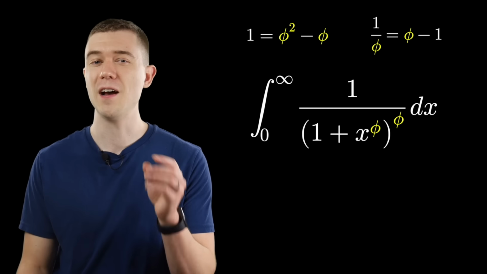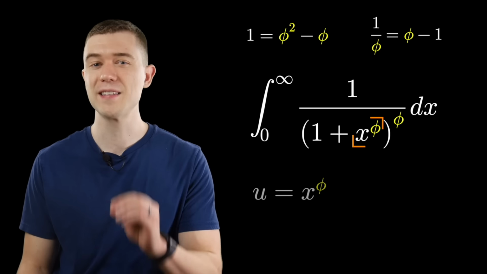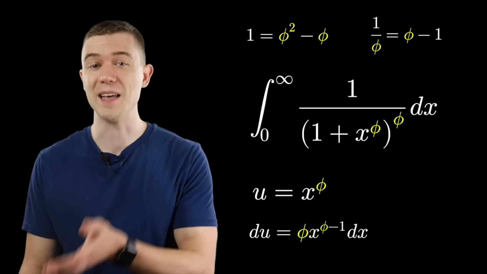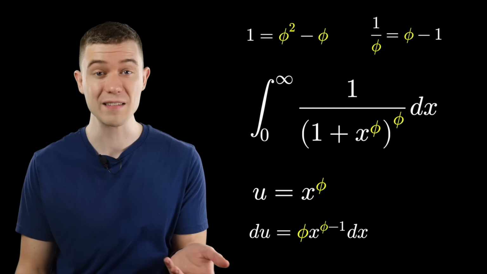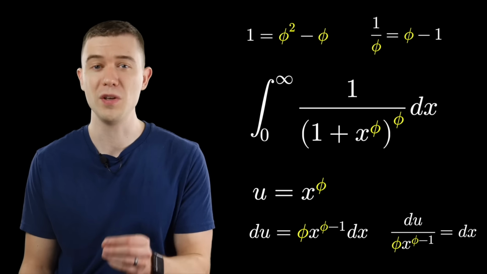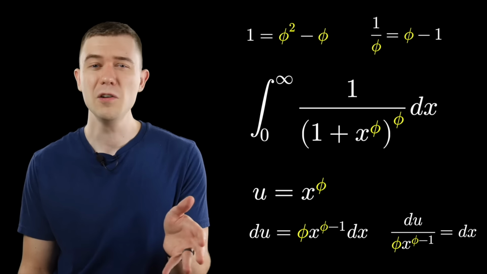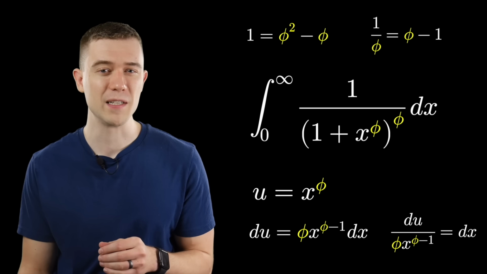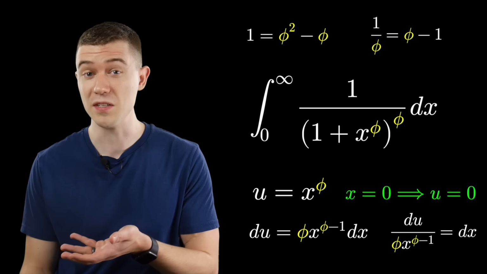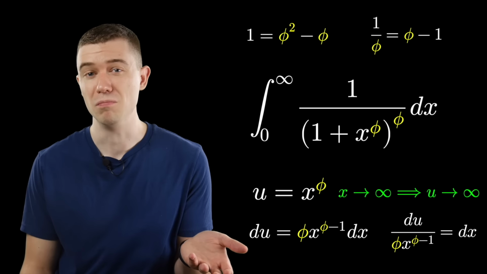One way is via a very slick substitution. Let's let u equal x to the phi. That makes du phi times x to the phi minus 1 dx using the power rule. Or du over phi x to the phi minus 1 is dx. Notice that we don't have to change our limits of integration, since when x is 0, u is also 0, and when x tends towards infinity, so does u.